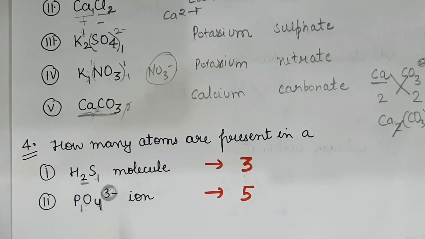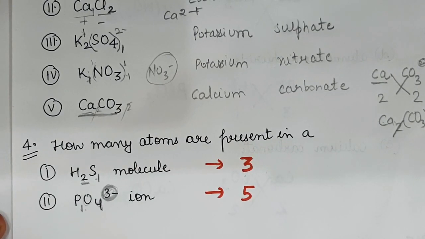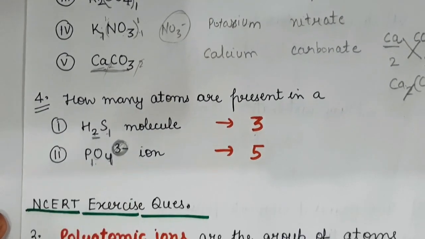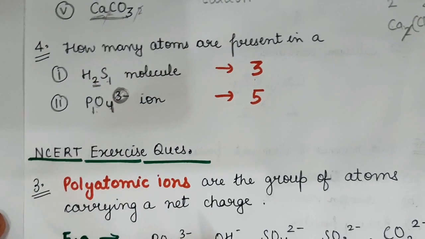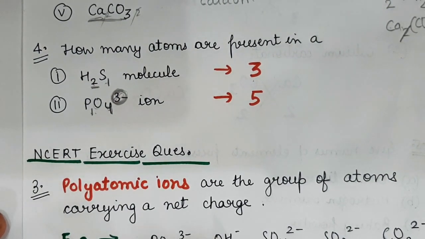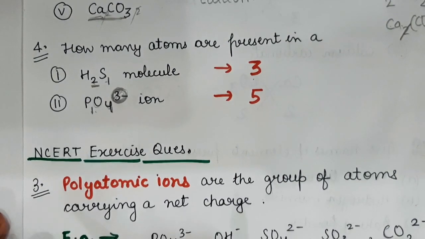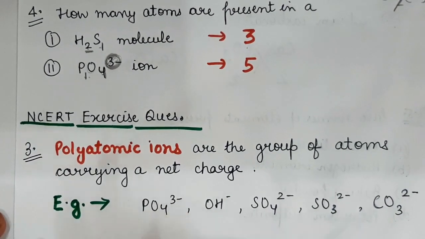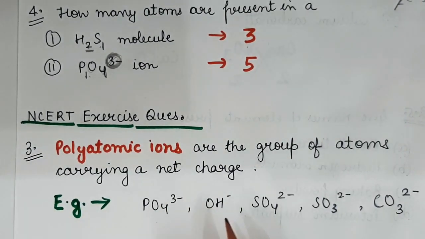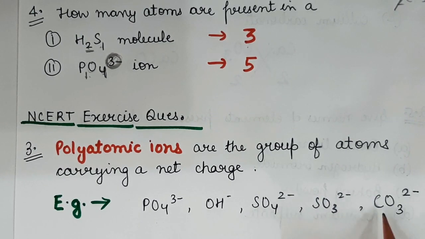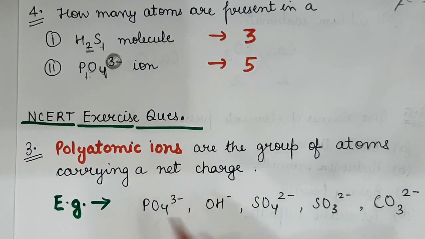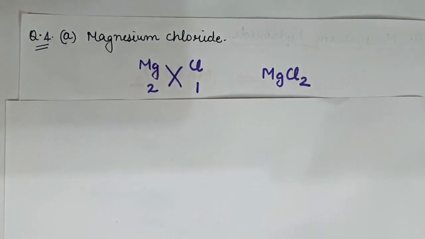Now we will discuss the NCERT questions. Question number 3 was, what are polyatomic ions? So polyatomic ions are the group of atoms carrying a net charge. Okay. Example, you can write any example. PO4 tri-negative, that is phosphate ion. OH negative, hydroxide ion. SO4 di-negative, sulfate ion. SO3 di-negative, CO3 di-negative. Okay. These are the various examples of polyatomic ion. You can write any one. Clear?